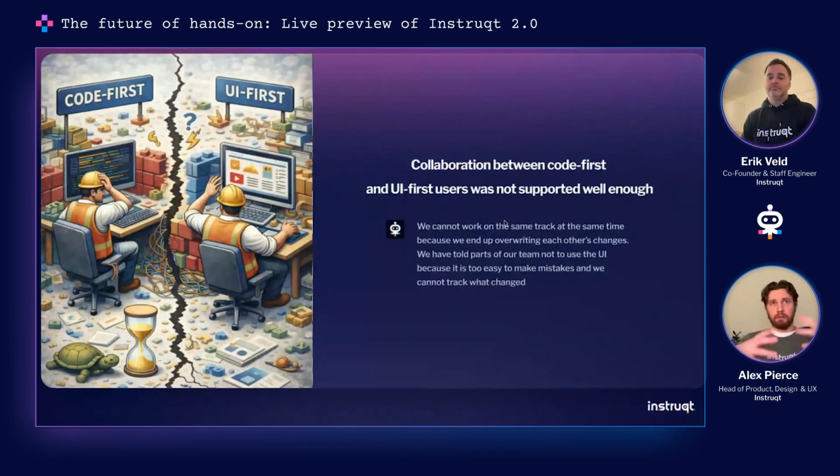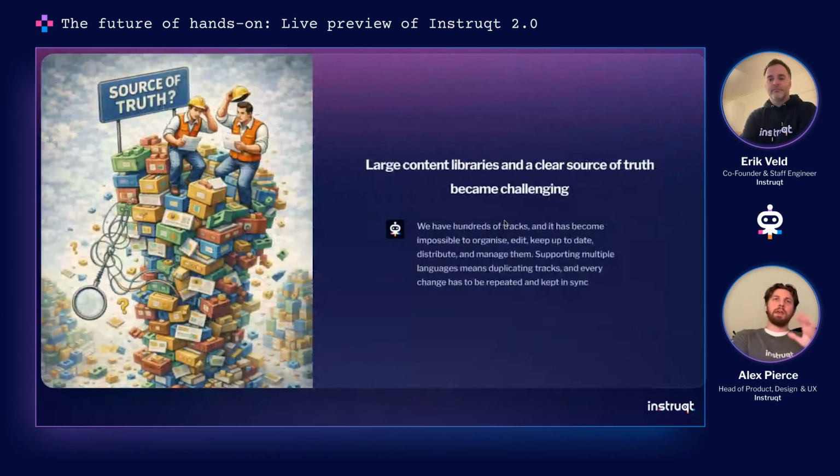And as I mentioned earlier, another pattern is that as your teams expanded and different people got involved, collaboration became more important, and the product wasn't initially built to support that kind of collaboration. So code-first users and UI-first users started to have some friction as they collaborated. And also, even if you're in the same workflow, there were challenges with multiple people working on content at the same time. And then finally, as teams have grown and built lots of content, their libraries have become more difficult to manage, more difficult to maintain and keep up to date.